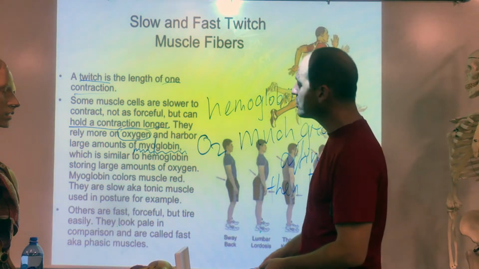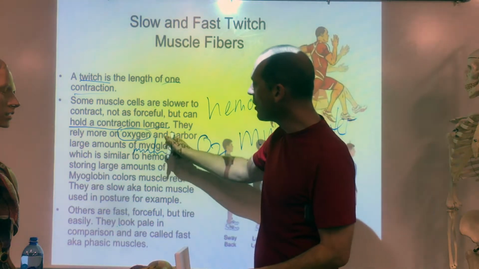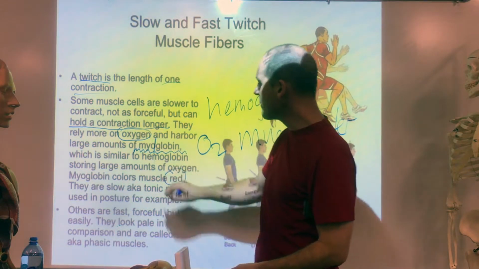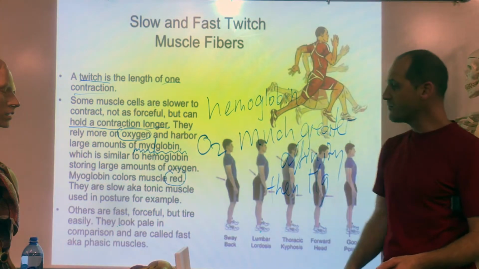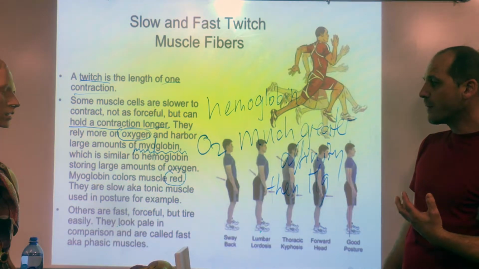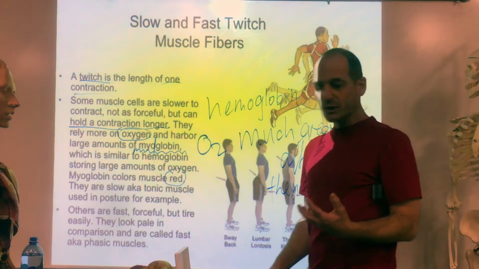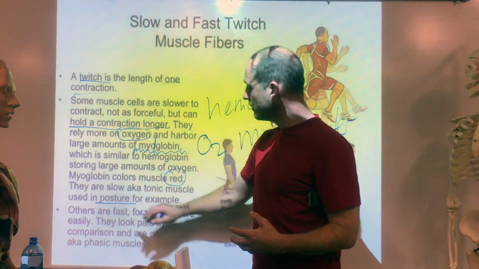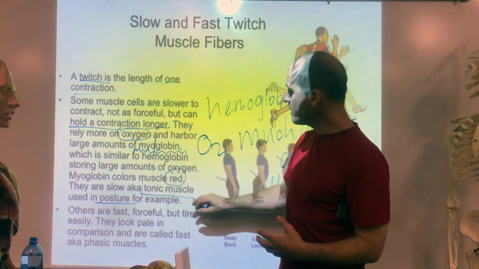Because of this myoglobin, the muscle looks very red. Myoglobin is very red, and they contract slow, but long. So they're used in posture, and they're also known as tonic muscles.